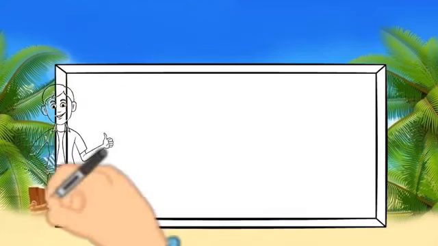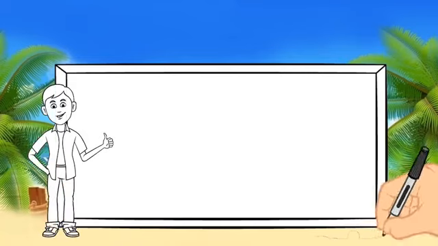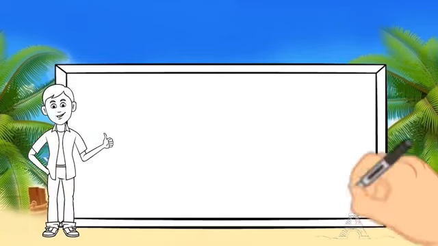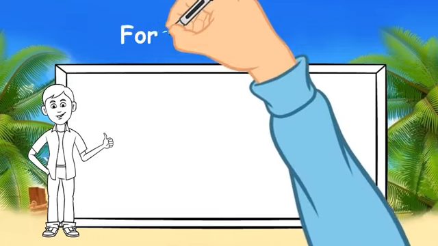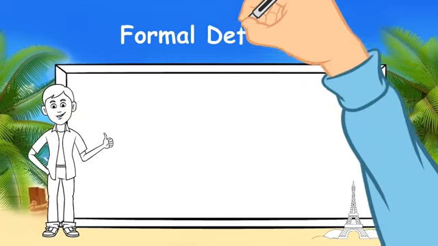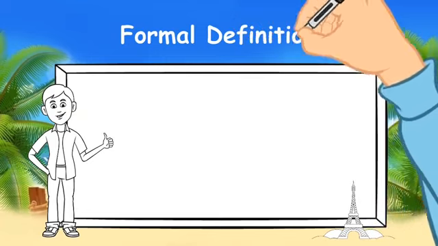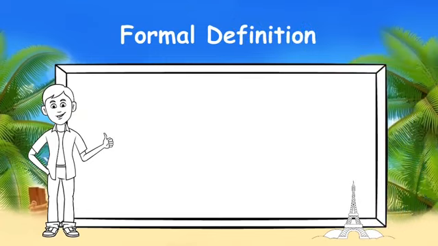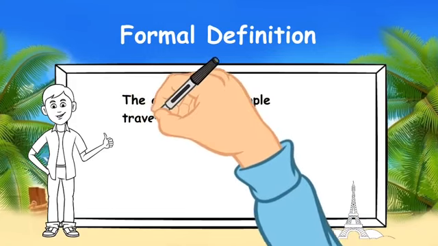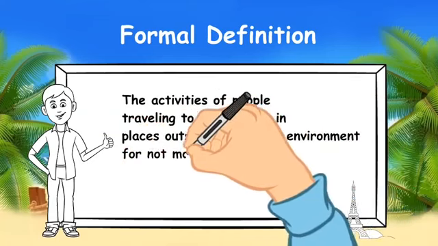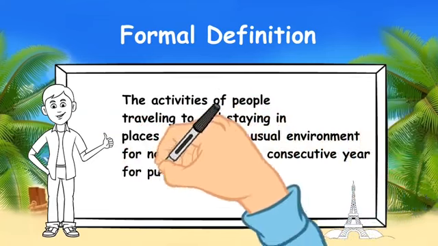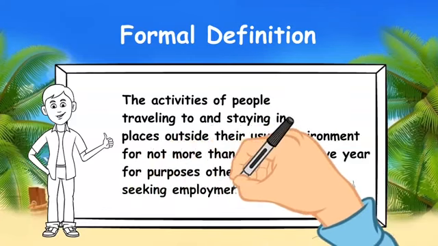Travel, of which tourism may be considered a subcategory, includes all movement of people between geographical locations for any duration, distance or purpose. So to recap, a simple way to define tourism is to describe it as what people do when they visit a place outside their usual environment. A more formal definition of tourism is the activities of people traveling to and staying in places outside their usual environment for not more than one consecutive year for purposes other than seeking employment.